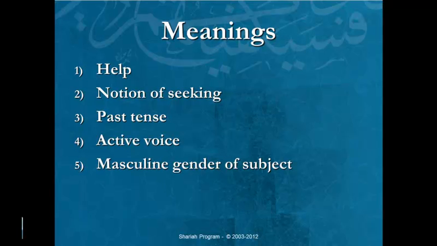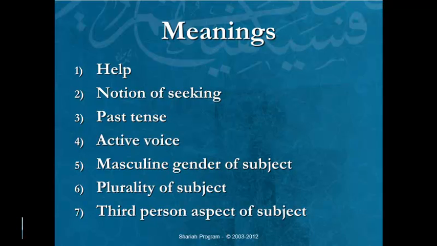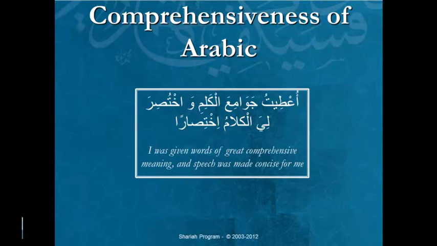Meanings 5, 6, and 7: the masculine gender, the plurality of the subject, the fact that it's a group, and the third person aspect of the subject. All three of those meanings are coming from the waw at the end. So what is this? This is comprehensiveness at the max. That what looked like a single word is conveying 7 meanings.